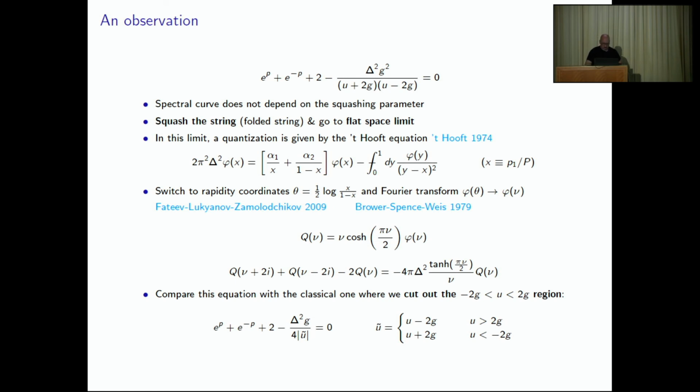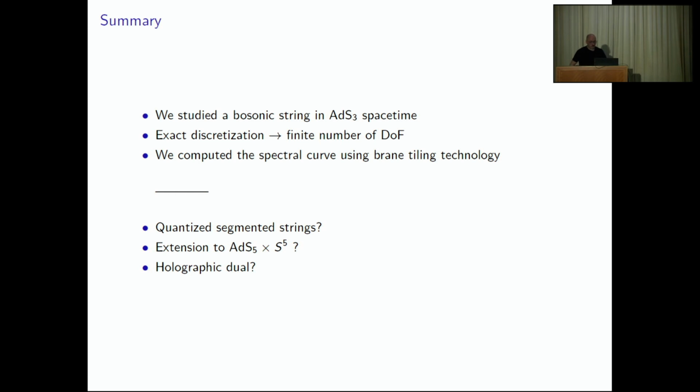Okay, I think my time is up, so I'm just going to leave you with this summary slide. So we studied a bosonic string in AdS3, and using exact discretization, we reduced it to a model with a finite number of degrees of freedom. And we computed the spectral curve using brane tiling technology and some other brute force way as well. And there are some questions, how to quantize these objects. Well, in the flat space limit, this is what you should get from the previous slide. This would be super useful if you were to really study quantum gravity.